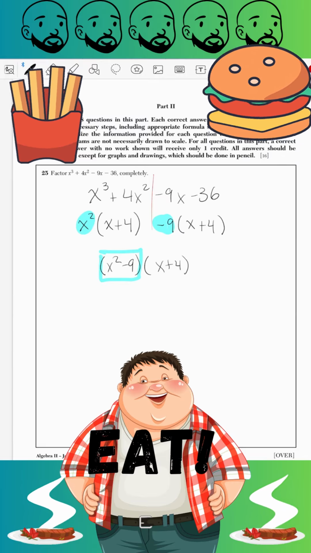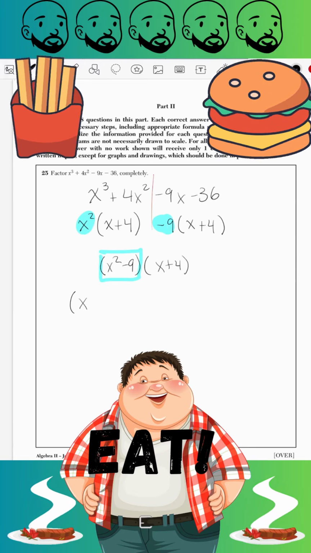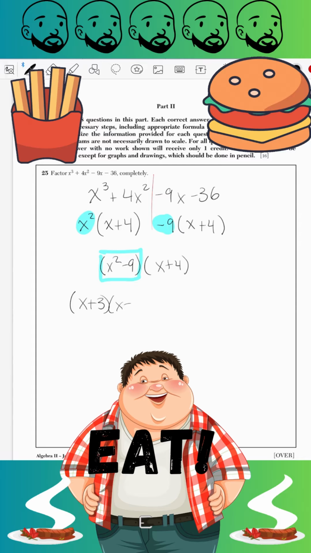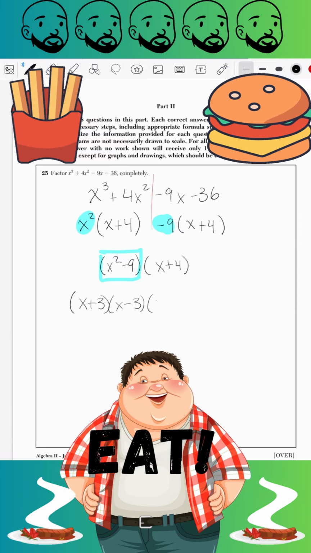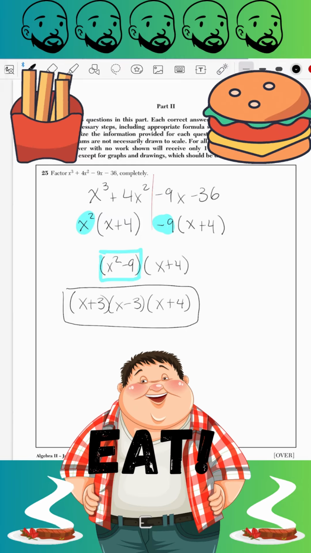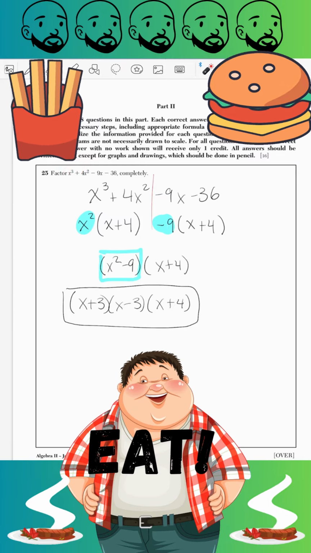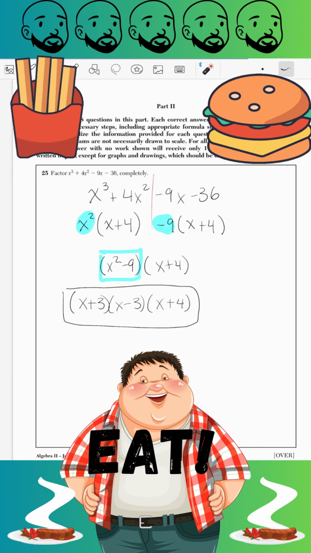X squared minus 9, you can use difference of 2 squares to do that. That becomes x plus 3, x minus 3, and then we're going to bring down the x plus 4. And that's the final answer. How many parentheses do I have? 3. What was the leading exponent? 3. I know I did it correct. Hope this helps. Be well.